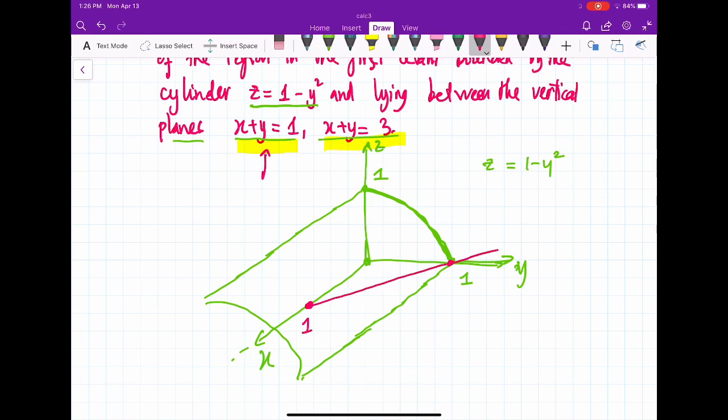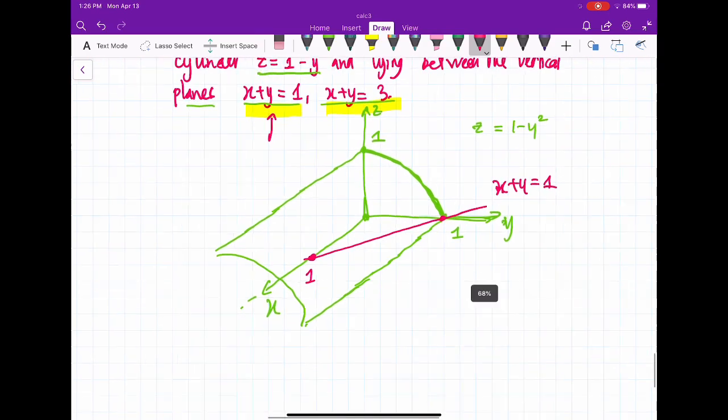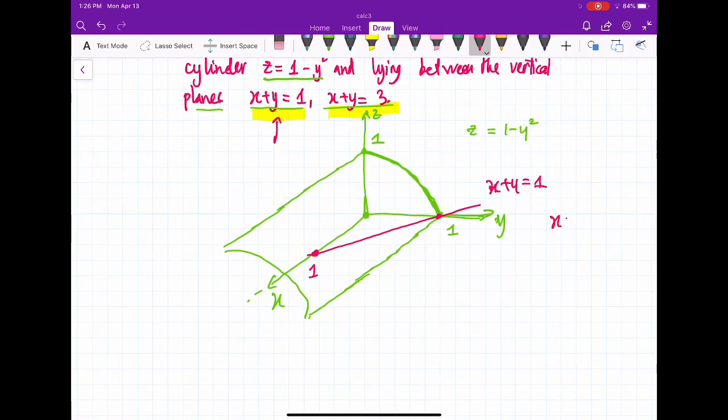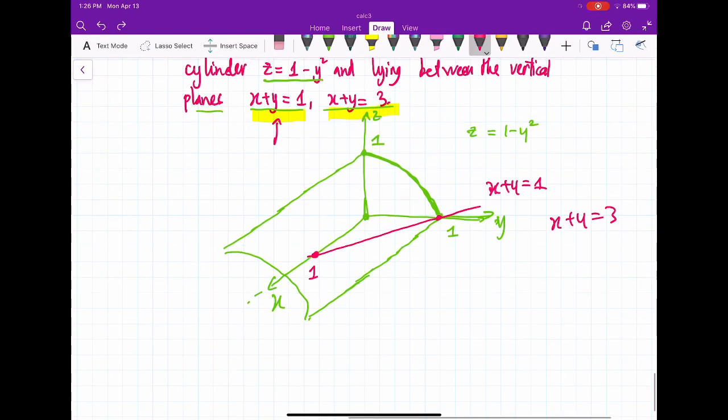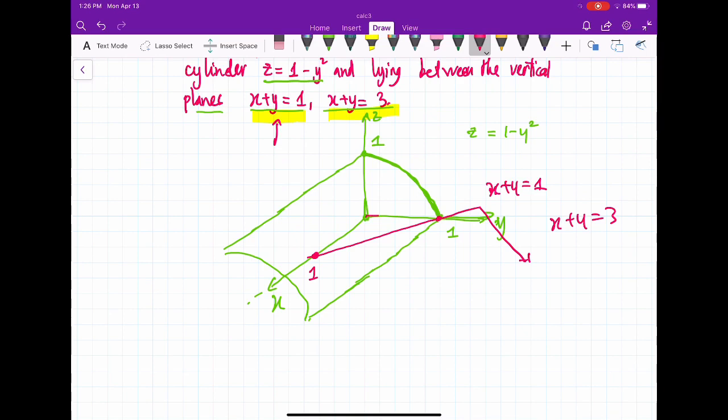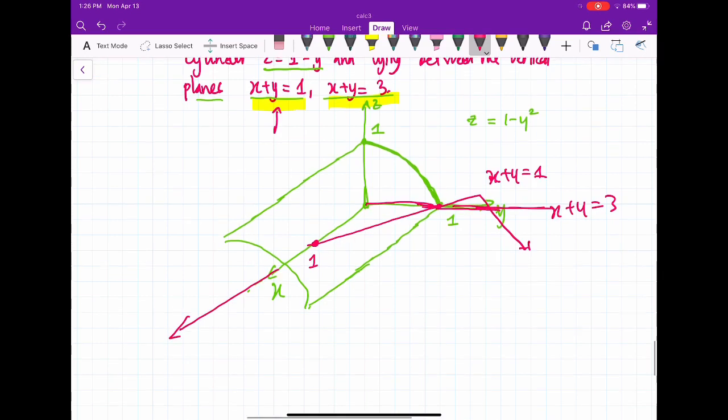That is the first one, x plus y equal to 1. For the one with x plus y equal to 3, I just shift this up to 2, right? So basically, in the xy plane, I have the following one.